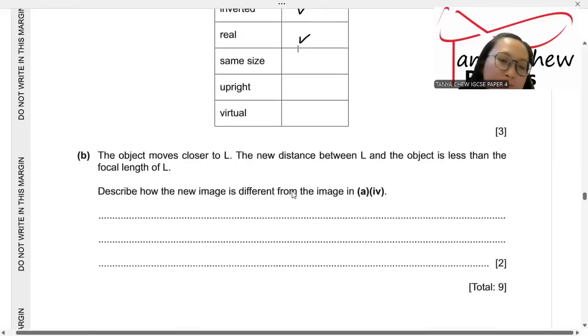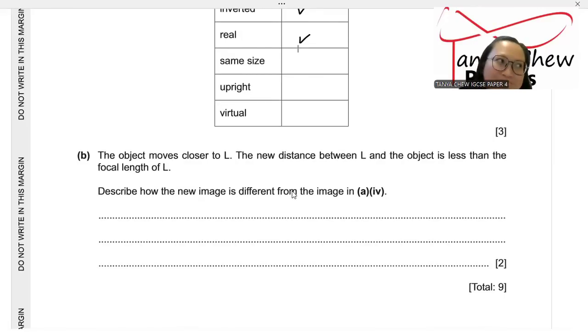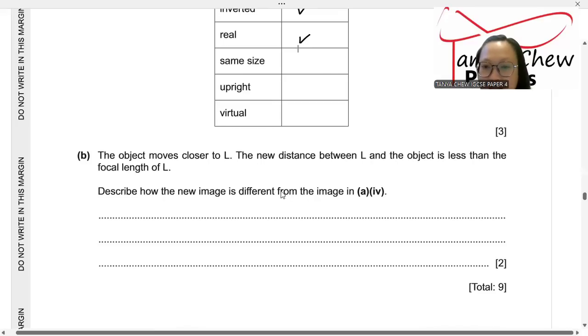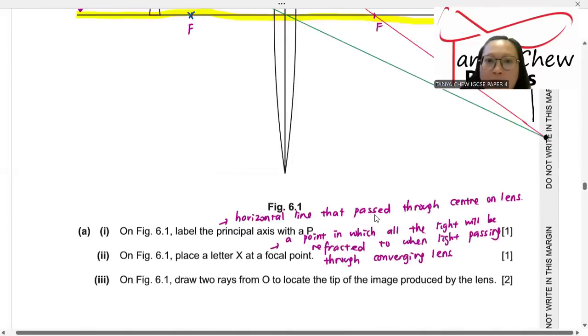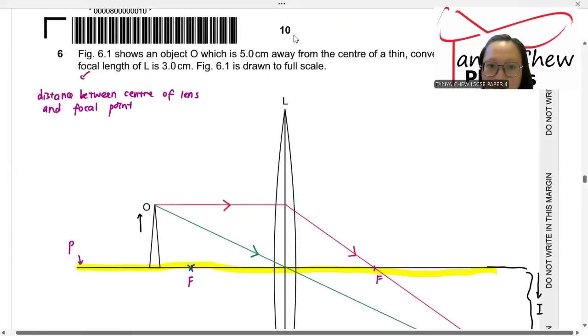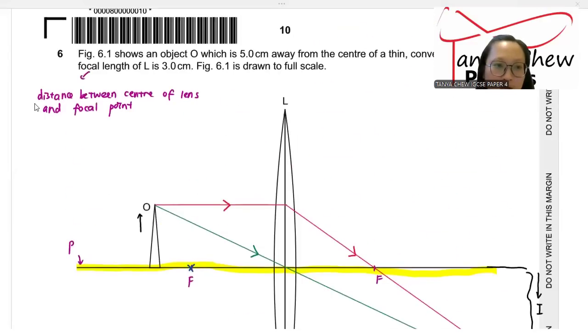Now, B: the object moves closer to L. The new distance between L and the object is less than the focal length. Describe how the new image is different from the image in A part 4. I will use the annotation to show you right here. Let's say the object is moved somewhere here. Okay, this is the object, same height, maybe lower height. Now, see what happened here? You can draw, I will delete this later, don't worry. Any ray, oh, I just want to label that this is the object.